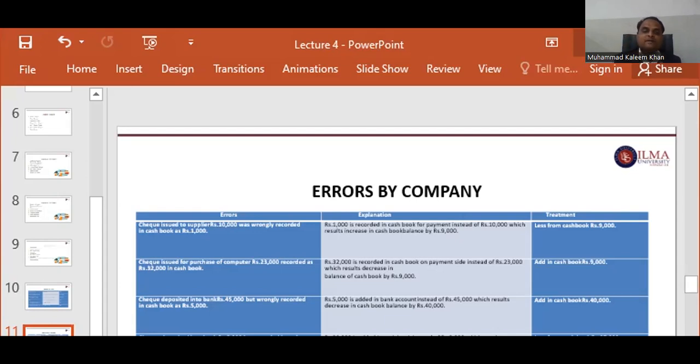Bank charges of rupees 1,000 recorded twice in the cash book. Double recording of expenses decreases the cash book balance by rupees 1,000. This should be added in the cash book.